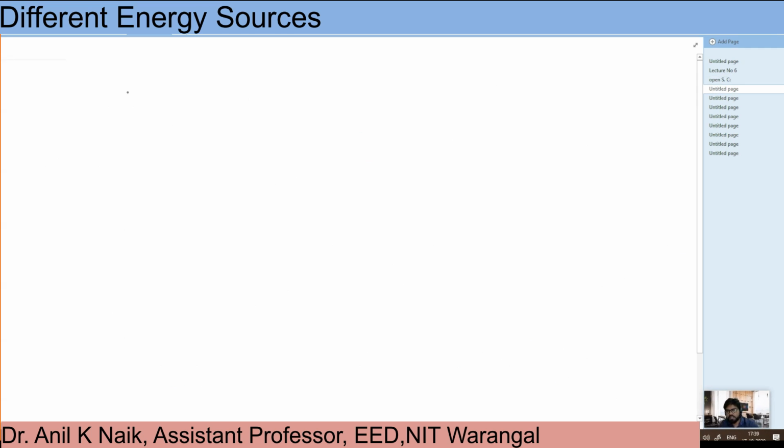Now we'll go for the different types of energy sources. We have different types of energy sources.